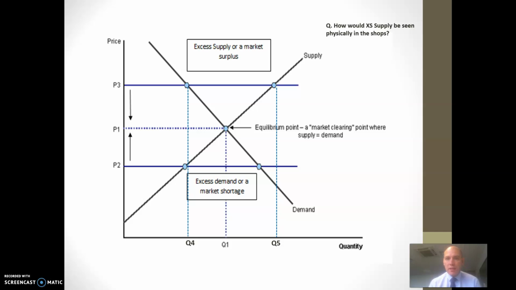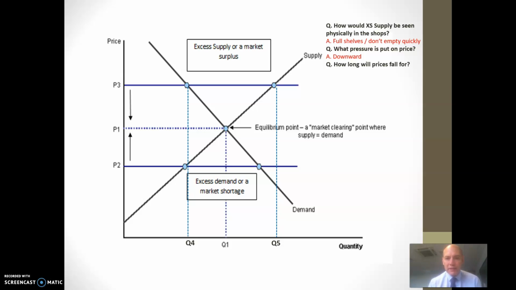So how would we see this? Well, firms are supplying Q5, but actually consumers only want to buy Q4. So full shelves, they don't empty. They certainly don't empty quickly. What pressure would be put on price? Well, we've got unsold goods, unsold stocks. This is normally what we would see in the January sales, the summer sales, and so on. Pressure comes downward on price in order to sell those goods.